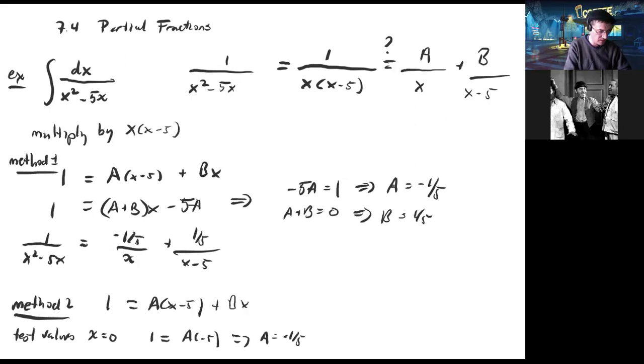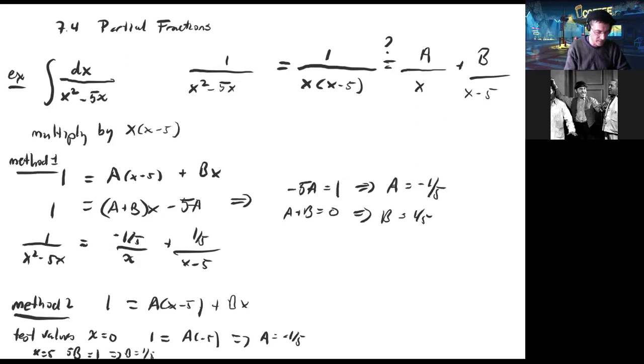And the other test value I can choose is x equals 5. And if I choose x equals 5, I get b times 5 equals 1 with this equation, so b is 1/5.